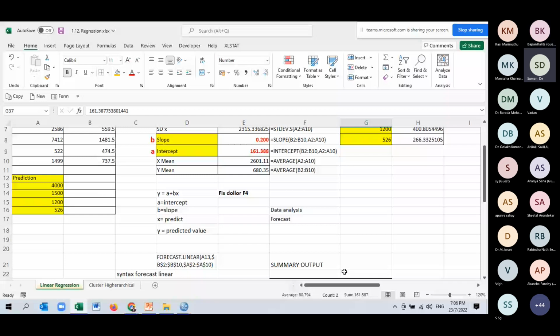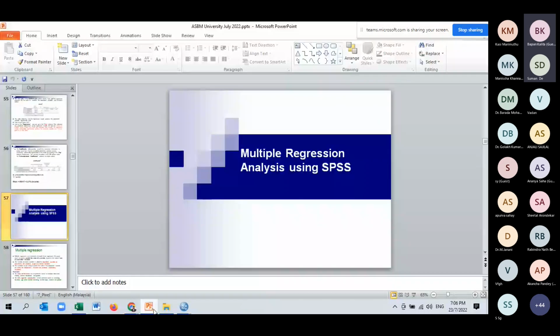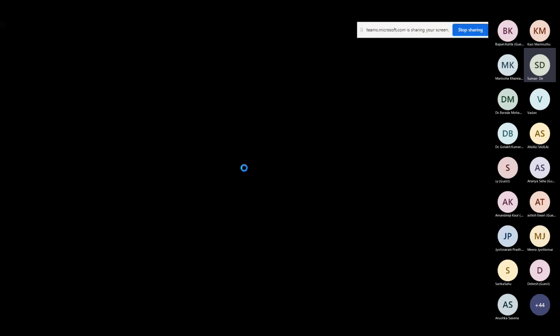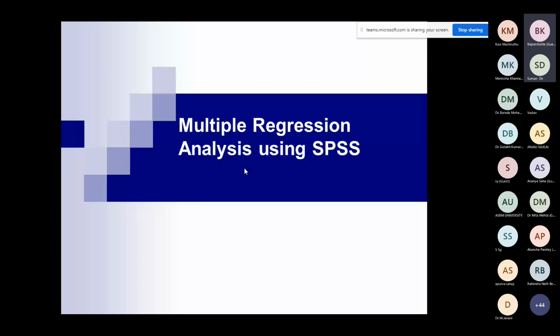Shall we move on to today's session? I think we have taken more time. Once you are done with simple linear regression, you can also run multiple regression very easily. So what do you mean by multiple regression? Multiple regression means you have one dependent variable and several independent variables. So the effect of several independent variables on your dependent variable is multiple regression.